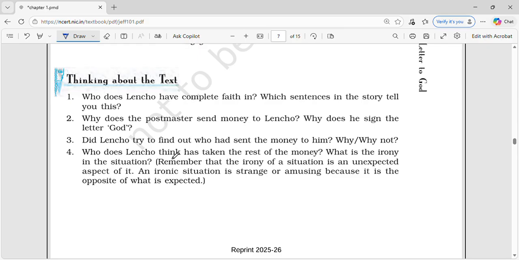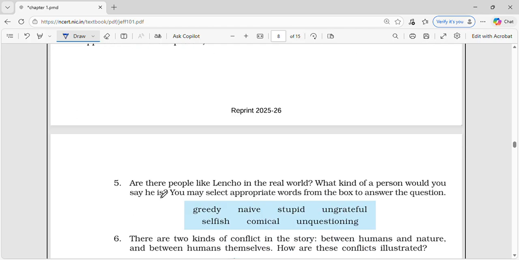So in a more proper manner you could write this: Lencho thinks that the post office employees have stolen the rest of the money because he received only 70 pesos instead of 100, because he called them crooks. And the irony is that the same post office employees had actually helped him by collecting the money for him, yet he believed that they were dishonest. Next question, देखते हैं.